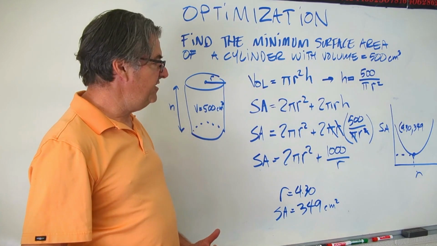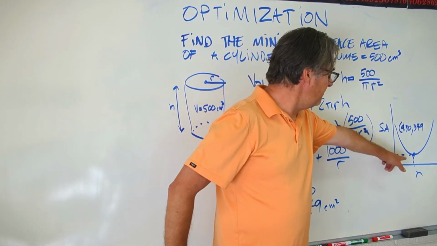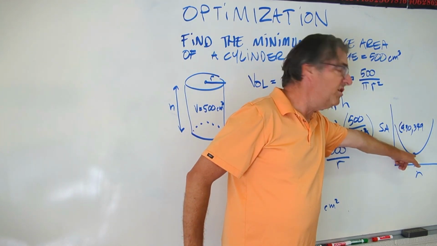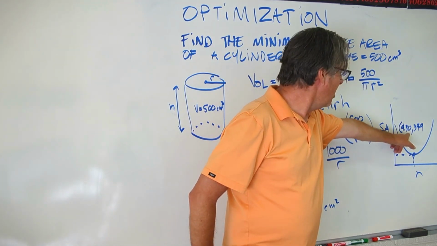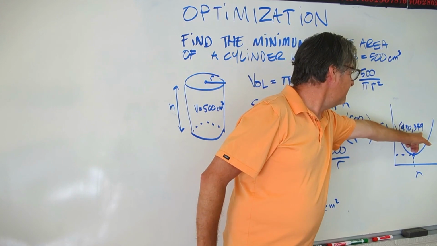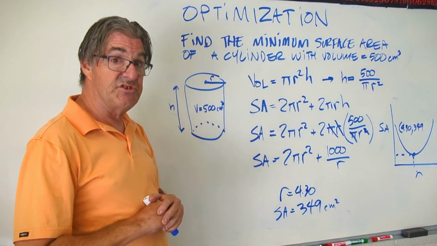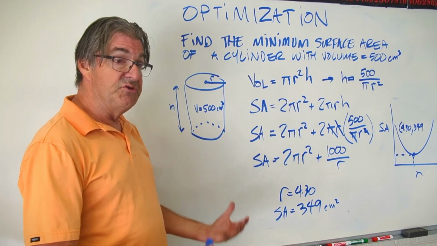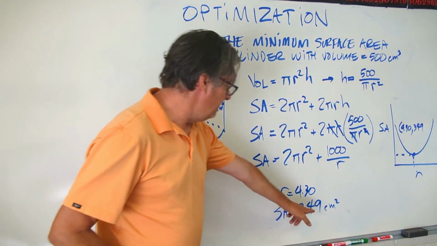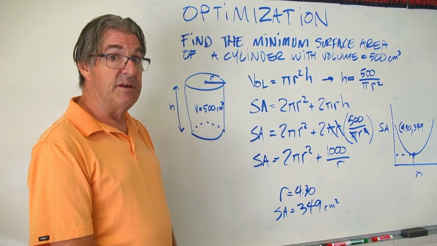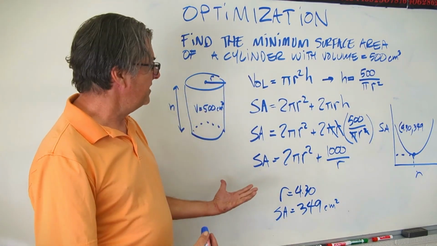All right, let's see how you did. When I put this into my graph in my calculator, I get a graph that looks like this. And if I trace to the vertex here, the minimum, I get r is 4.3 and the surface area is 349. So that means that's the smallest surface area we can use to get the same volume, to get our 500 cubic centimeters for our problem here.